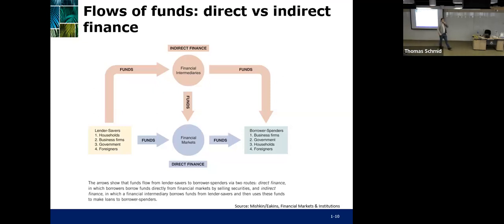So what would be a real life example of actual financial markets of such a transaction?